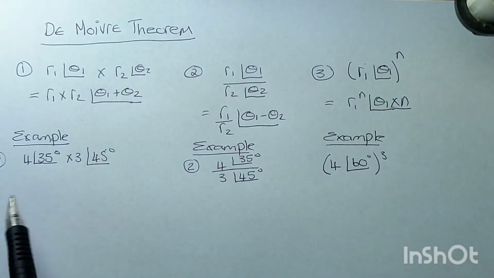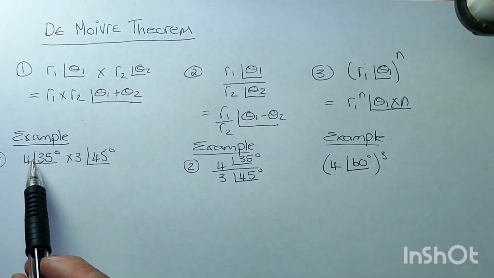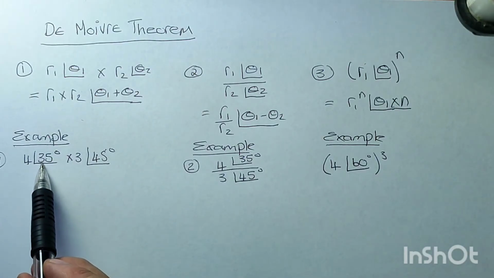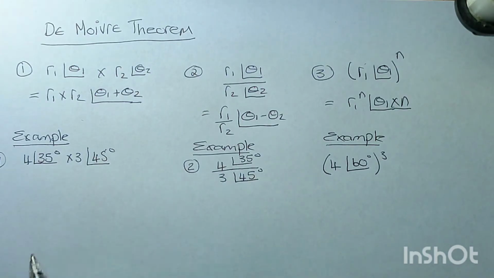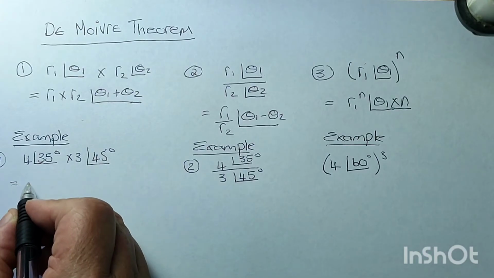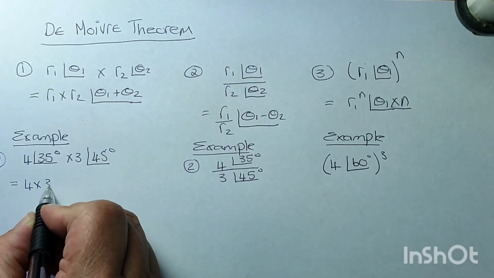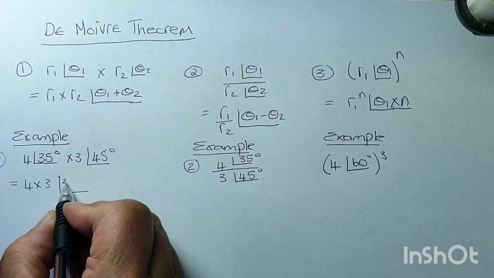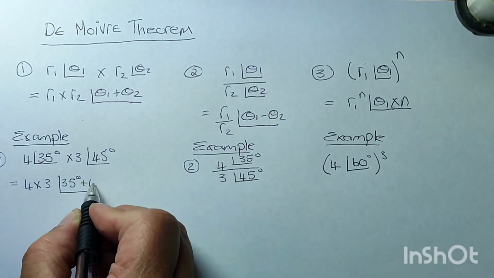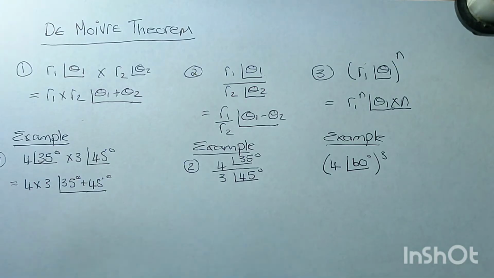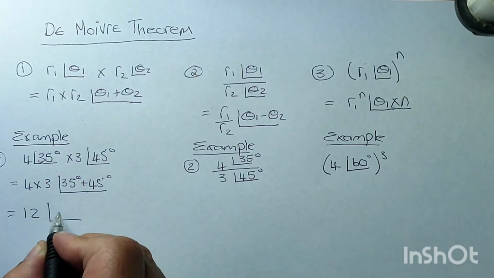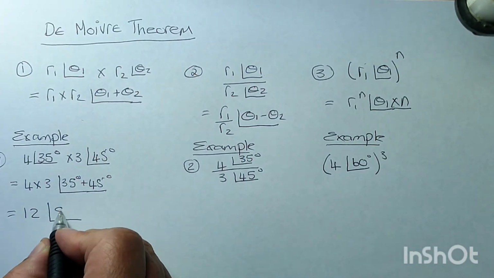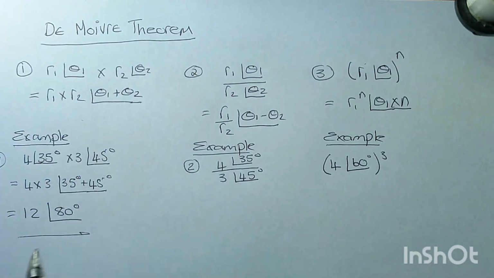So in this example, example 1, if I have a polar form of 4 with angle 35 times 3 with angle 45, then I must just say 4 times 3, and I'm going to add the angles, 35 degrees plus 45 degrees in the bracket like that. Then this will give me a value of 12 as an r value combined, and 45 plus 35 is 80 degrees as an angle, and that will be the solution to that example.